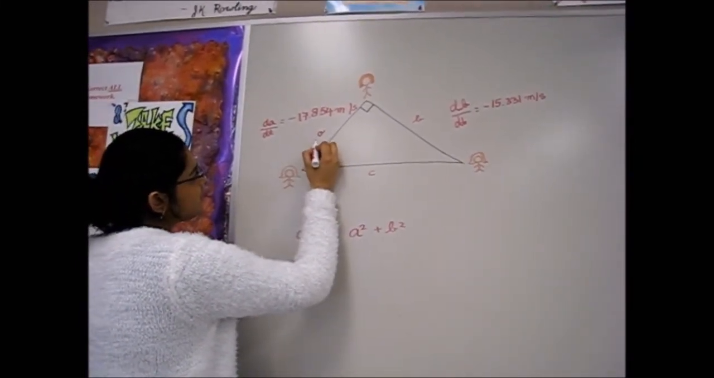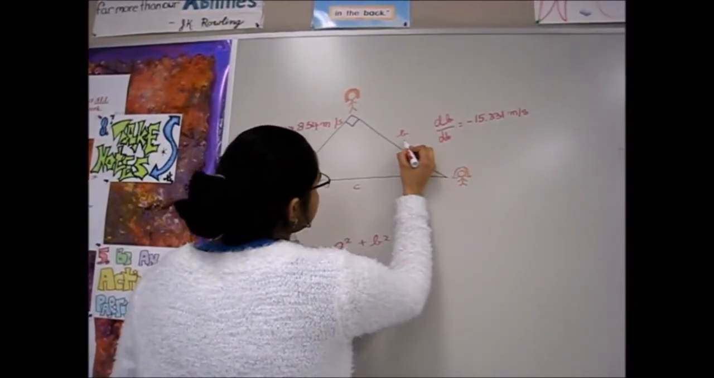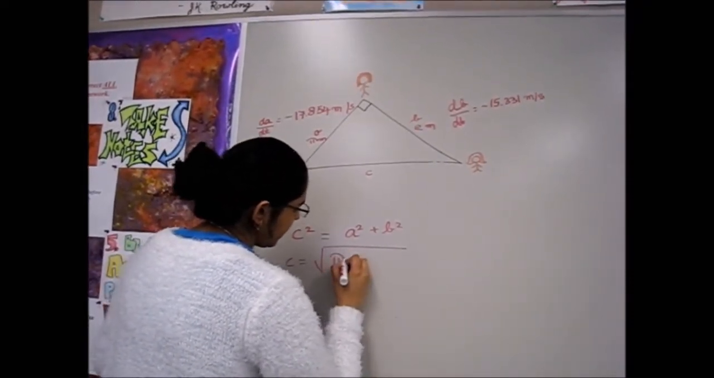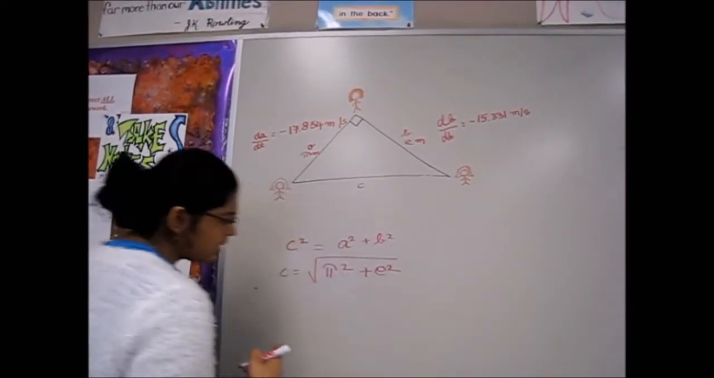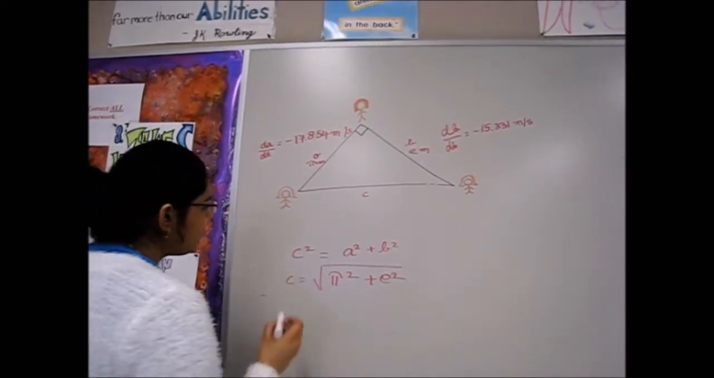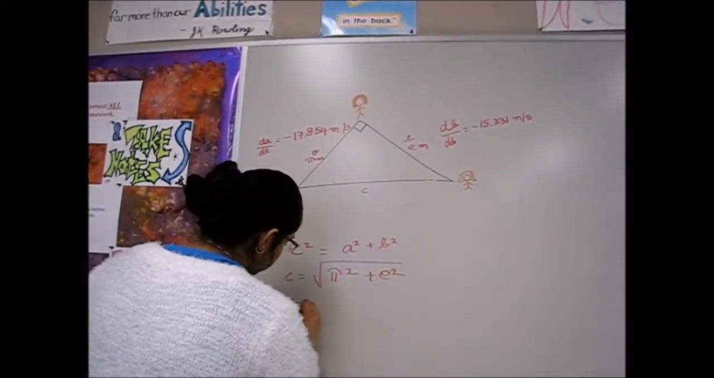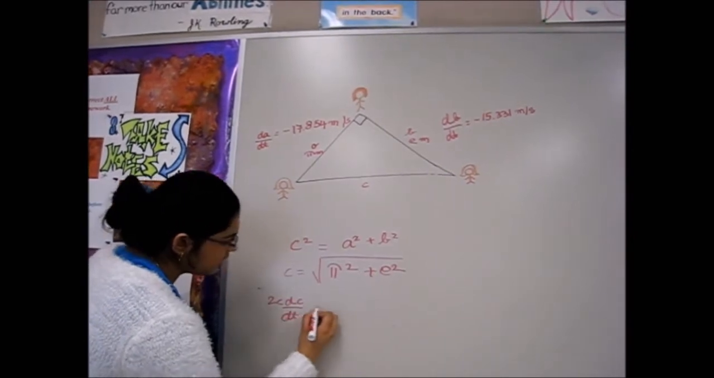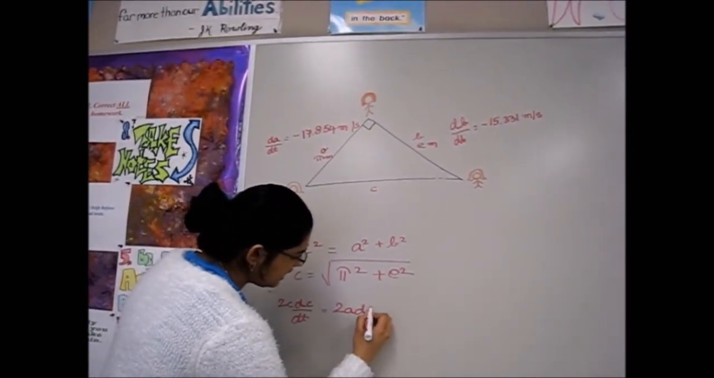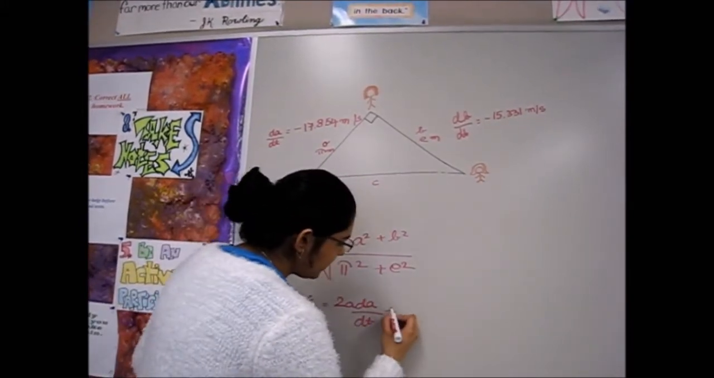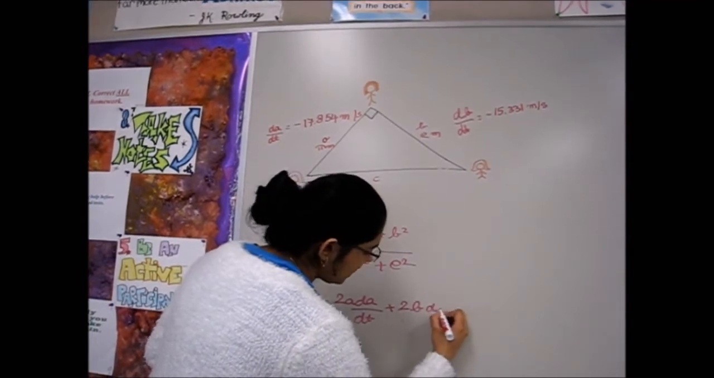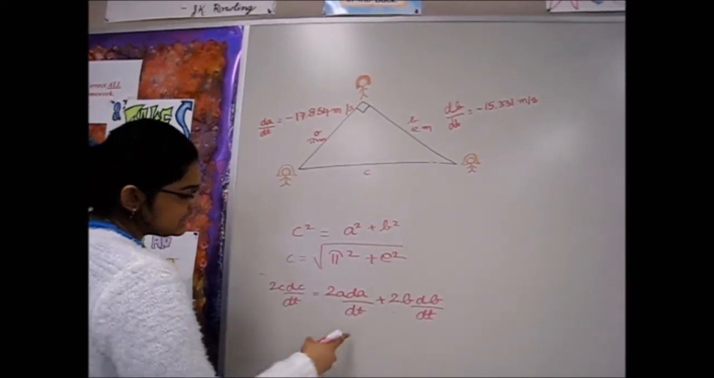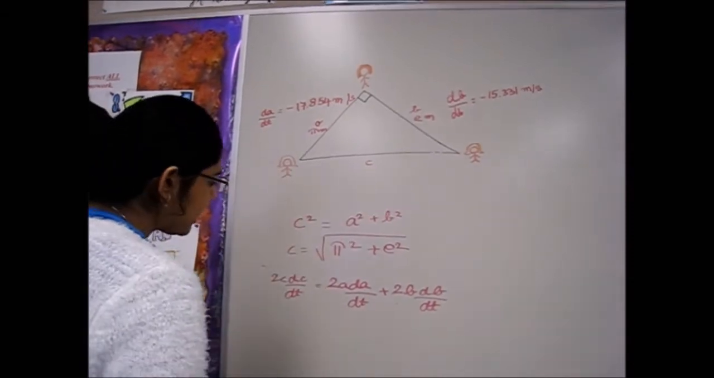a here is pi meters, and b here is e meters. So we do this, c is equal to the square root of pi squared plus e squared. And to find dc over dt, we need to differentiate this using the chain rule. 2c dc over dt is equal to 2a dA over dt plus 2b dB over dt. So we can plug in the values of a, dA over dt, b, and dB over dt, as well as c, since we solved it here.